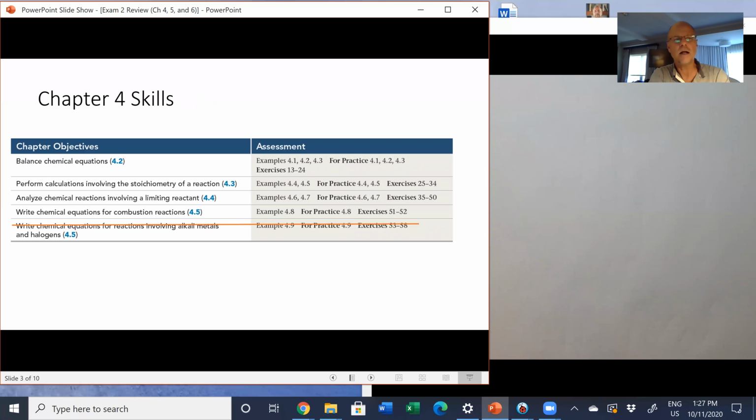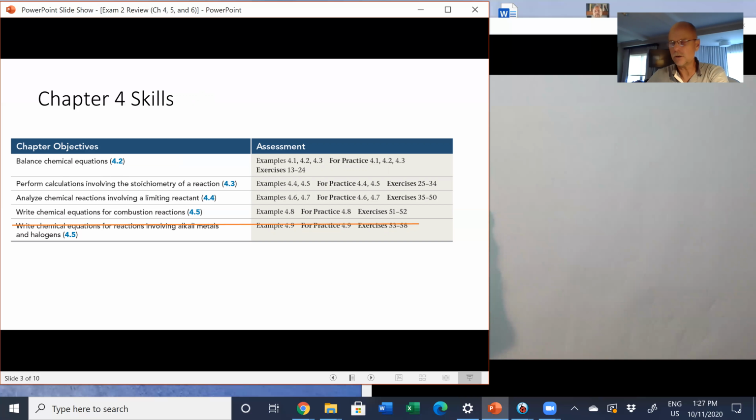So here are the important skills to know from that chapter. I want you to be able to balance chemical equations. So given an unbalanced equation, be able to balance it, or given an equation written out in words, be able to write out the equation and balance it. Which means you may need to review your nomenclature a little bit from the previous exam. Be able to perform calculations involving stoichiometry.